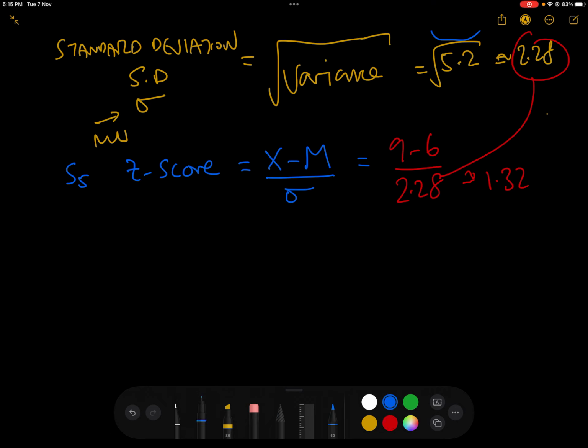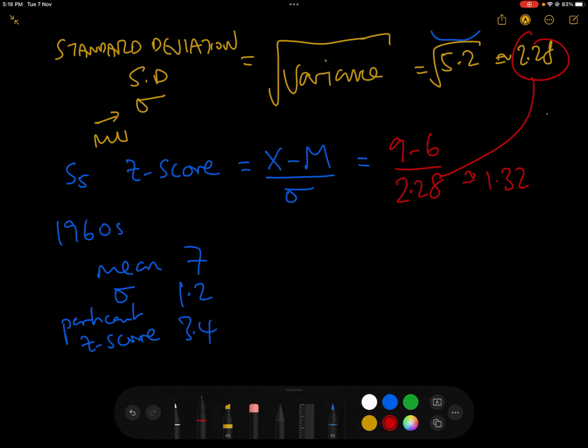If we go right back and look at the 1960s experiment, if we just remember, we had a mean of 7. We had a standard deviation, which should now make a little bit more sense, of 1.2. And we had a participant z-score, the one we were particularly interested in from the 1960s, of 3.4. In the 2023 experiment, we have a mean of 6, a standard deviation of 2.28, and a participant z-score of 1.32.